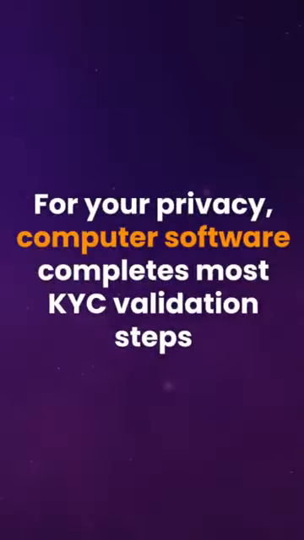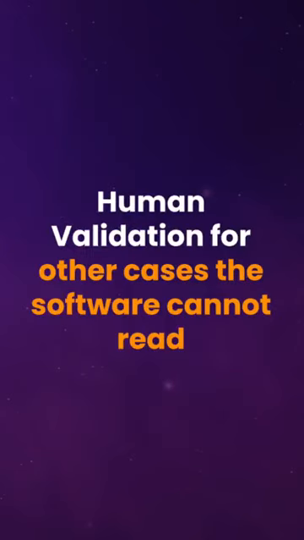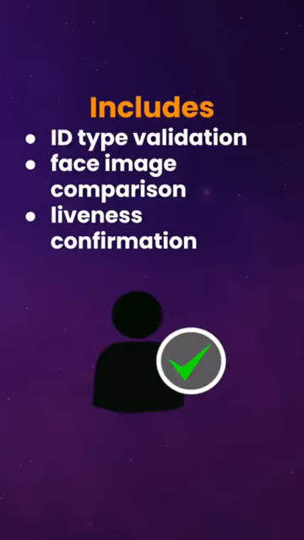In this KYC solution, most steps of a KYC check will be performed by machines automatically, including data extraction from documents, data obfuscation, data matching, account name matching, and sanction screening. Human validators will only help with the identity authentication process when machine automation falls short, including ID type validation, face image comparison, and liveness confirmation, to prevent cheating in the KYC process.